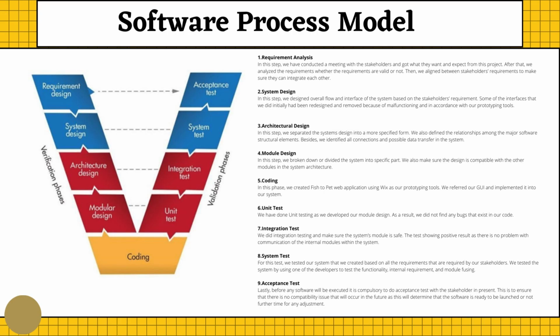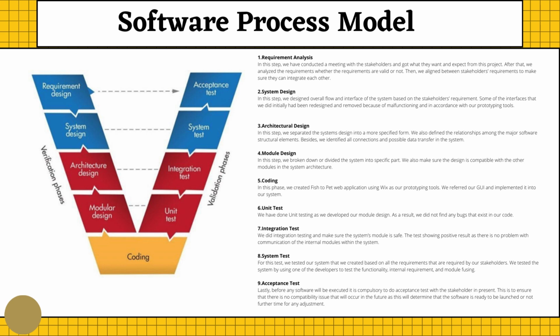For this project, we decided to choose a V model as our software process model. The design phase and the testing phase are the 2 phases of the V model software development process. This V model works in an iterative manner where in each phase results were assessed, new requirements were specified, and previous work was enhanced. This approach was utilized to create the Fish-to-Pet web application.